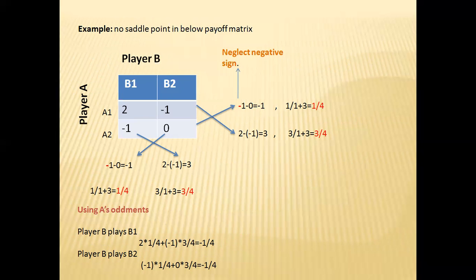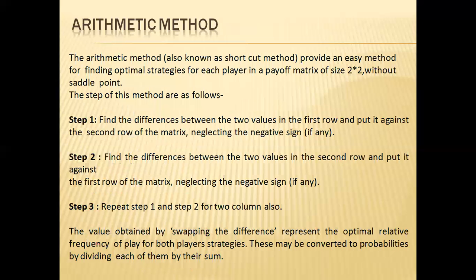Considering a 2 by 2 matrix, player A is allocated to the rows and player B to the columns. A1 is row 1, A2 is row 2, B1 is column 1, and B2 is column 2. Regarding the rows, we'll have a detailed discussion, and for the columns the differences are calculated and the division is mentioned here. Considering the first condition, the swapping system: find the difference between the two values in the first row and put it against the second row in the matrix, neglecting the signs.